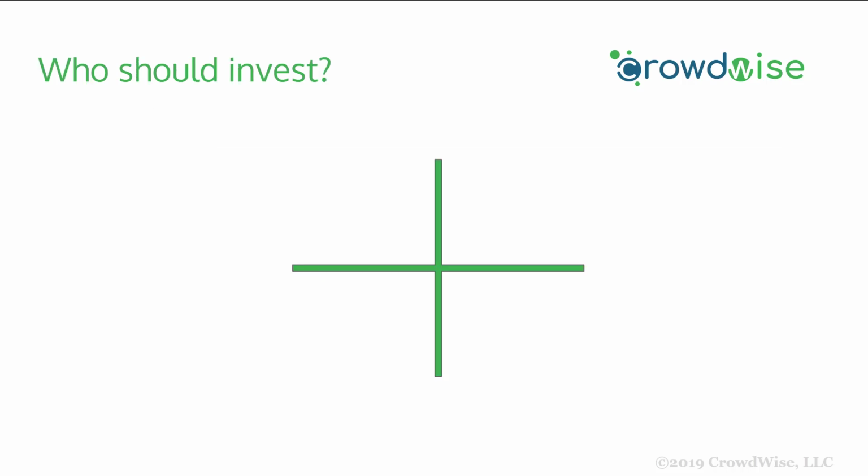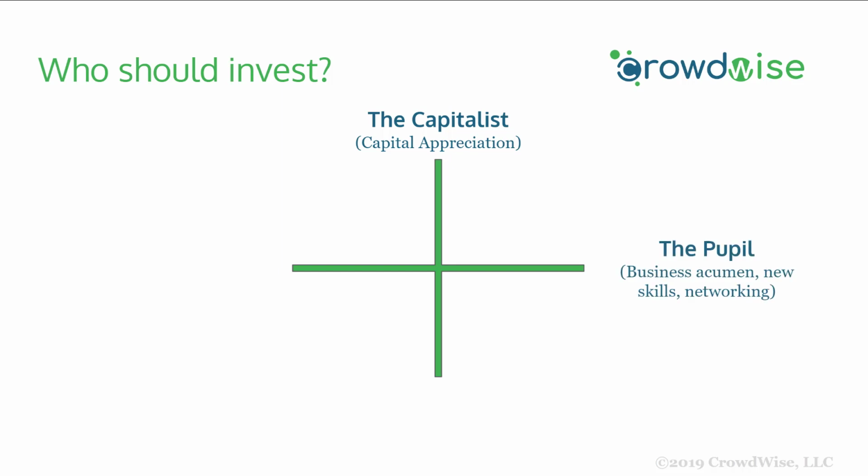I believe that most investors can be grouped under 4 types of categories for equity crowdfunding investing. First, probably one of the largest groups, the capitalist. These are the people looking for capital appreciation to make money on their investments. Next, there is the pupil. This is an educational investor, perhaps looking to brush up on their business skills, gain new skills, and gain networking. Then, the thrill seeker.